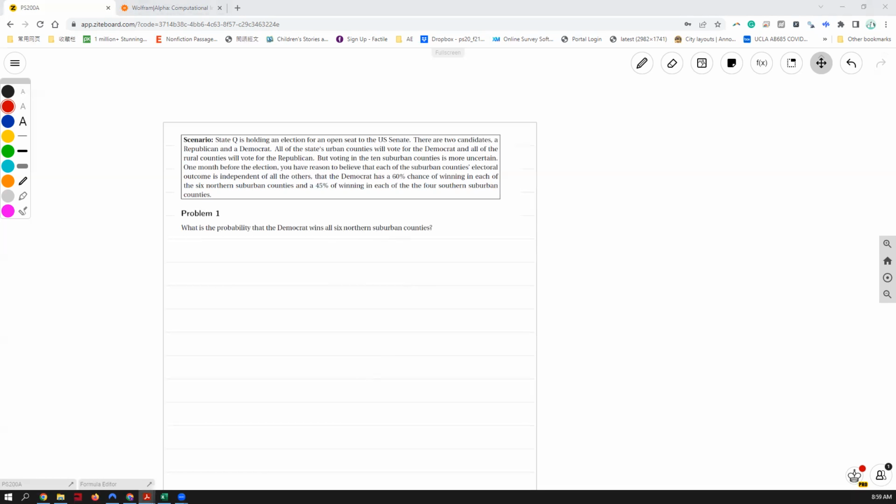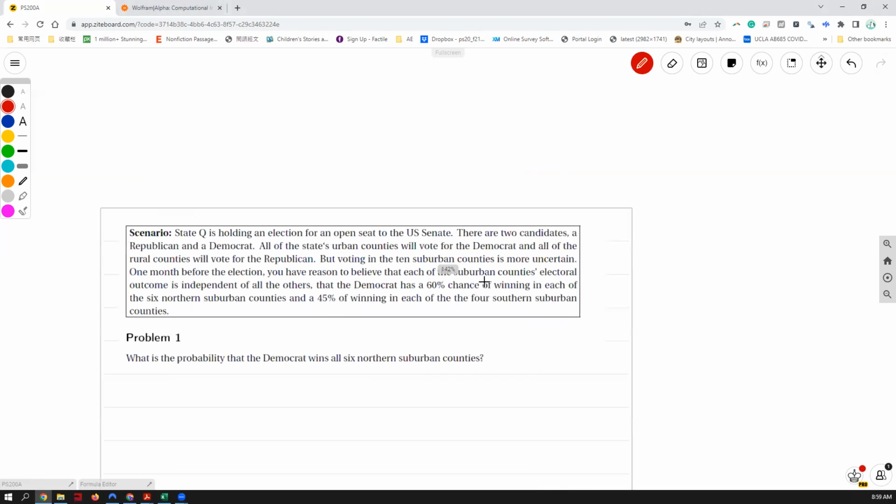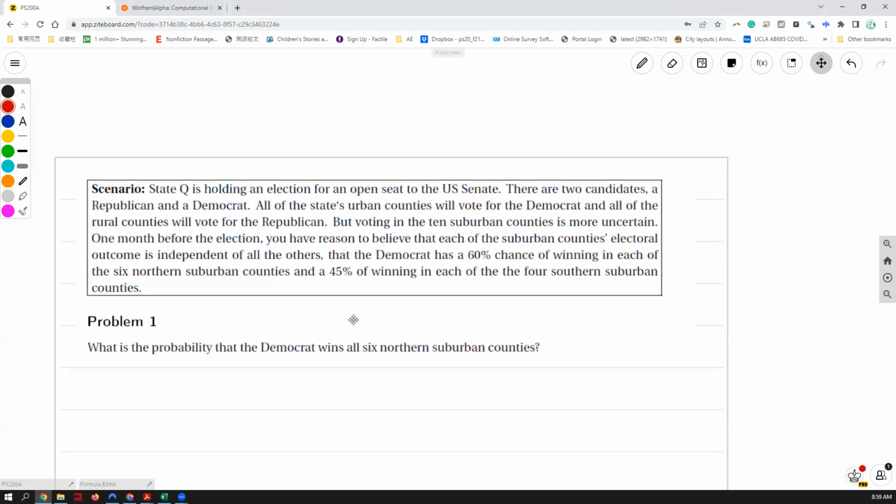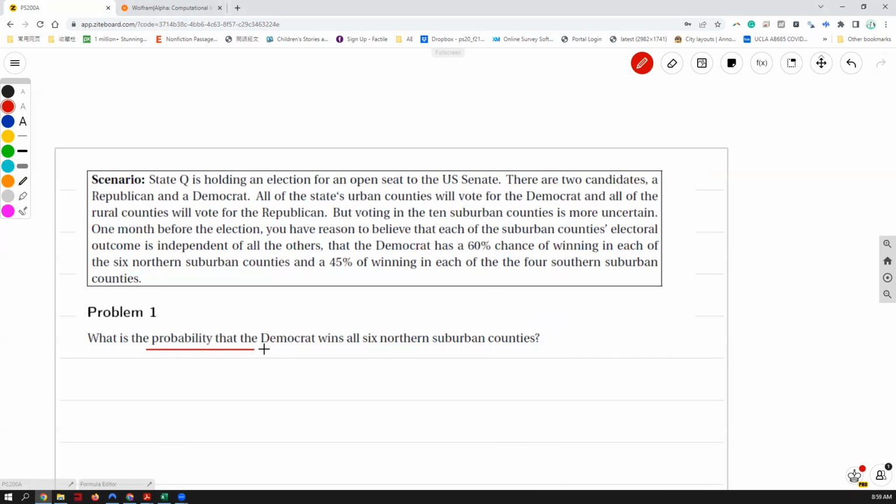So for number 1, I trust you guys have all read the set of the questions. I'm not going to bore you with that. The first question asks, what is the probability the Democrats win all 6 northern suburban counties? Well, we know that the Democrats have a 60% chance of winning in each of the 6 northern suburban counties. So we can do it in 2 ways.